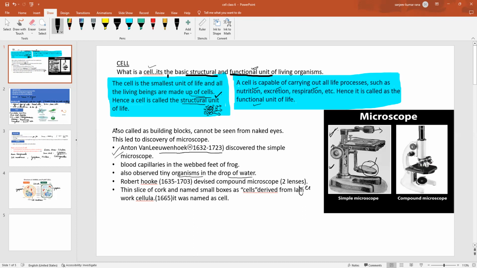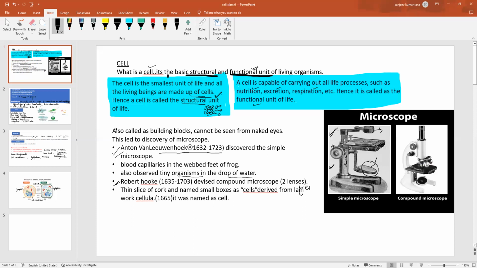We also call it a dissecting microscope. We cannot see very minute cells or structures in it, but we can see things a little more differentiated in this type of microscope. Then later on, Robert Hooke devised the compound microscope.